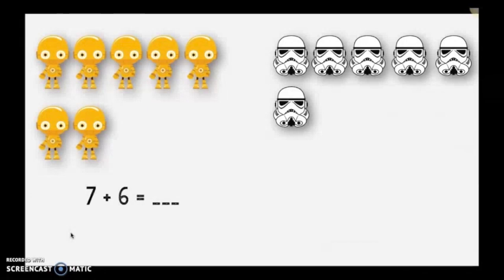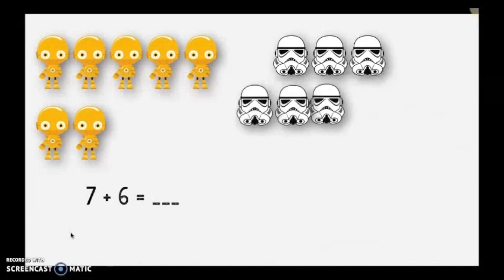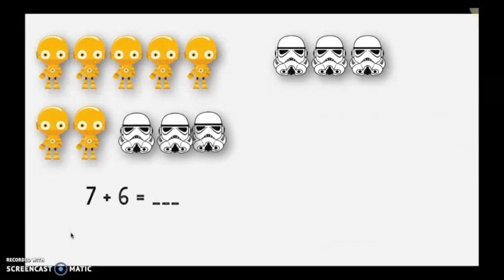But you know what? I remembered our learning goal. Our learning goal said that we needed to make a 10 using 7. What if I just did this? Haha, I slid 3 of them over there to make a 10. That looks nice, right? Then I could just say my 10 plus number sentence is pretty clear.